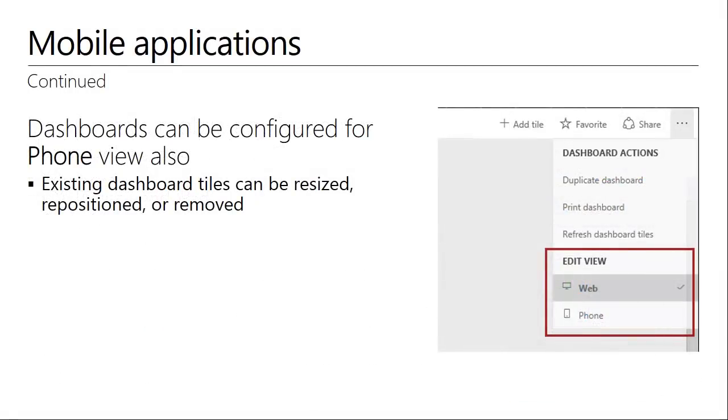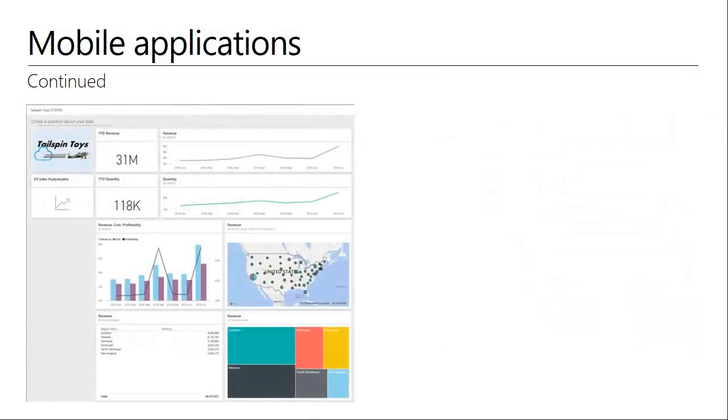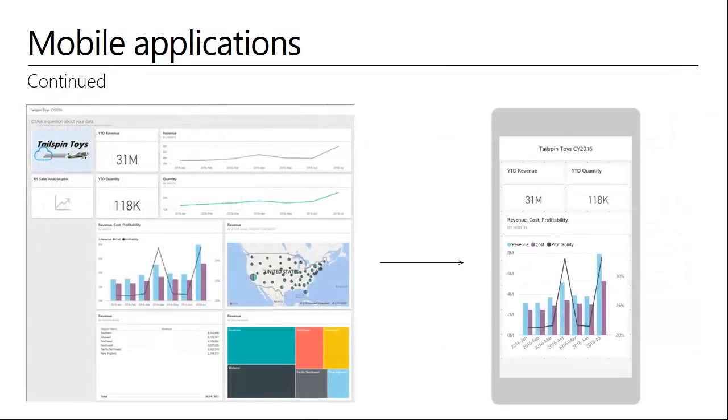In the mobile applications, dashboards can also be configured for phone view. So when creating a dashboard or editing the dashboard, you can switch the view to the phone layout, and you might take a dashboard like this and lay it out specifically for a phone view like this.